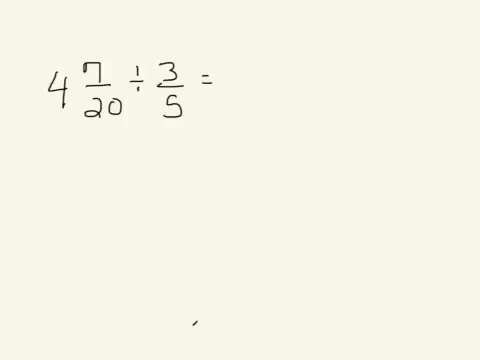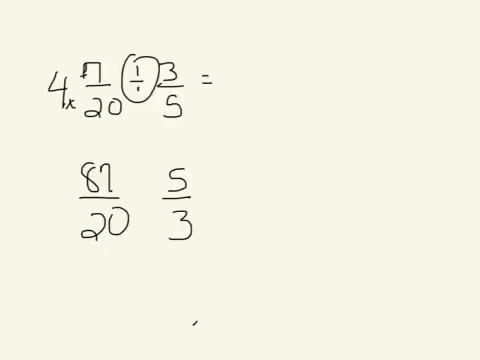So the first thing I'm going to do is turn this into an improper fraction. 4 times 20 is 80, and 80 plus 7 is 87. So I'm left with 87/20. And then I have 3/5, but I need to use the reciprocal of 3/5, so the reciprocal is 5/3. And I have to turn that division sign into a multiplication sign. Now I can go ahead and begin solving my problem.